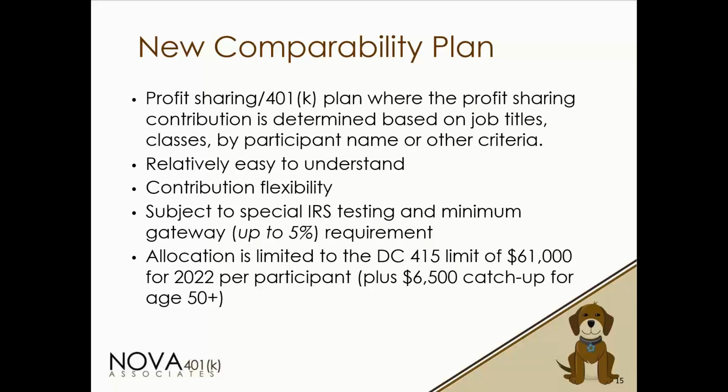Now, remember that we still have to pass the discrimination testing. And so we have to do additional testing here in order to make sure that we're not discriminating in favor of the highly compensated employees. And then there's also a minimum gateway that in order to do these plans, you have to contribute. And oftentimes that's up as high as 5%.